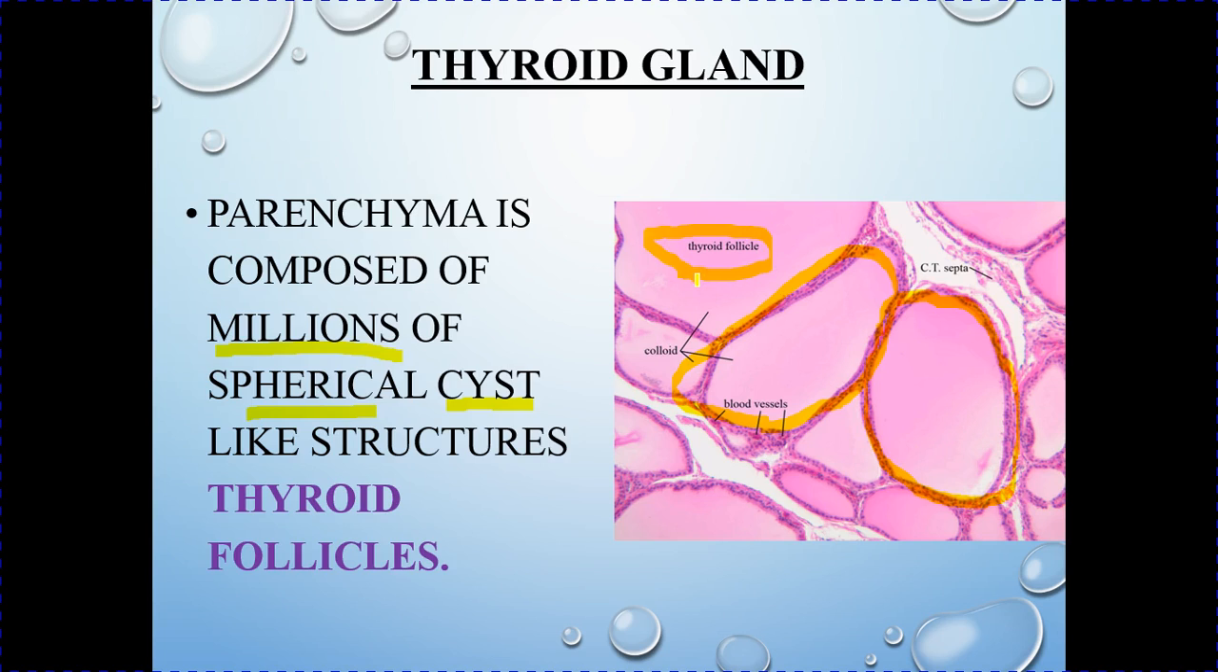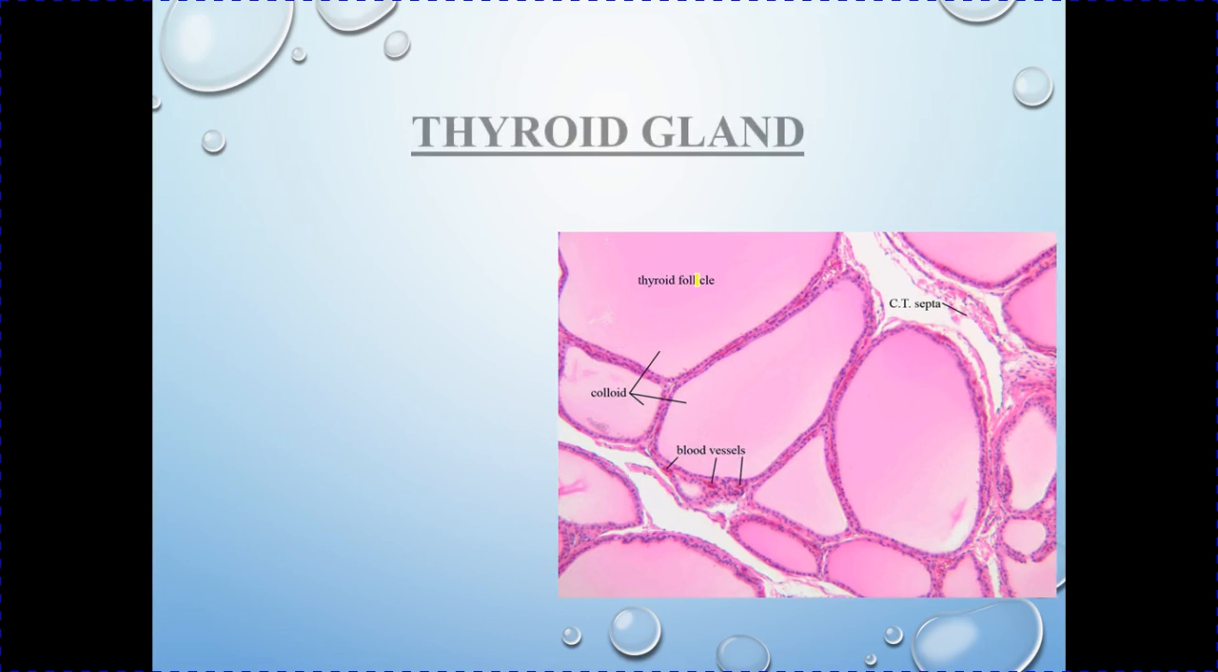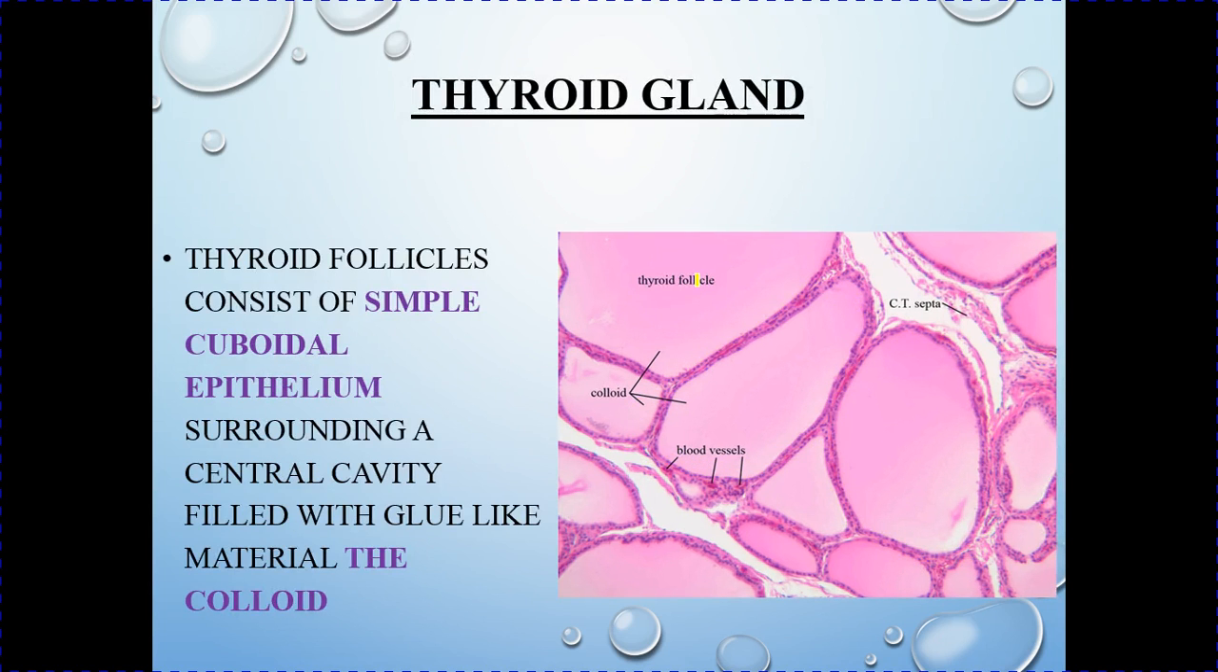So whenever you take a cut section of the thyroid gland, you will observe that there are lobules, which are because of the septas. Another thing that you are going to find is that millions of cyst-like structures, which are called thyroid follicles. How are these thyroid follicles made?